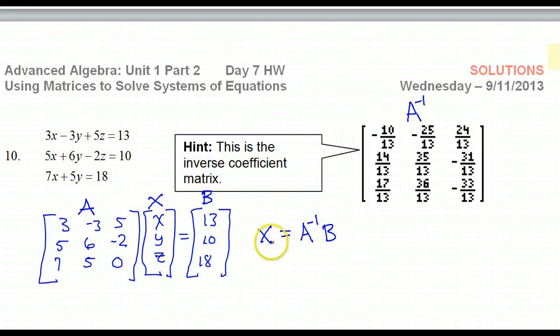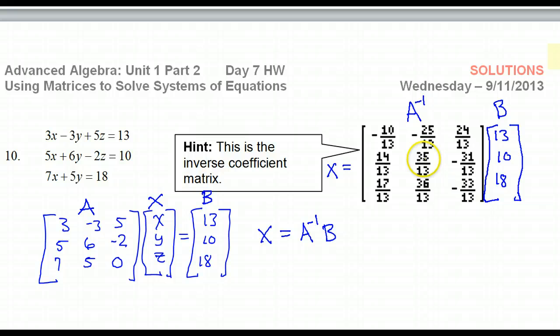Okay, now of course, X should equal A inverse times B. So if I want to find X, I need to do A inverse times B. So I'm just going to write matrix B right here, because I'm trying to do A inverse times B. Matrix B was this, remember? 13, 10, and 18. So all I have to do is multiply this ugly matrix, A inverse times B, and that should give me the answer.